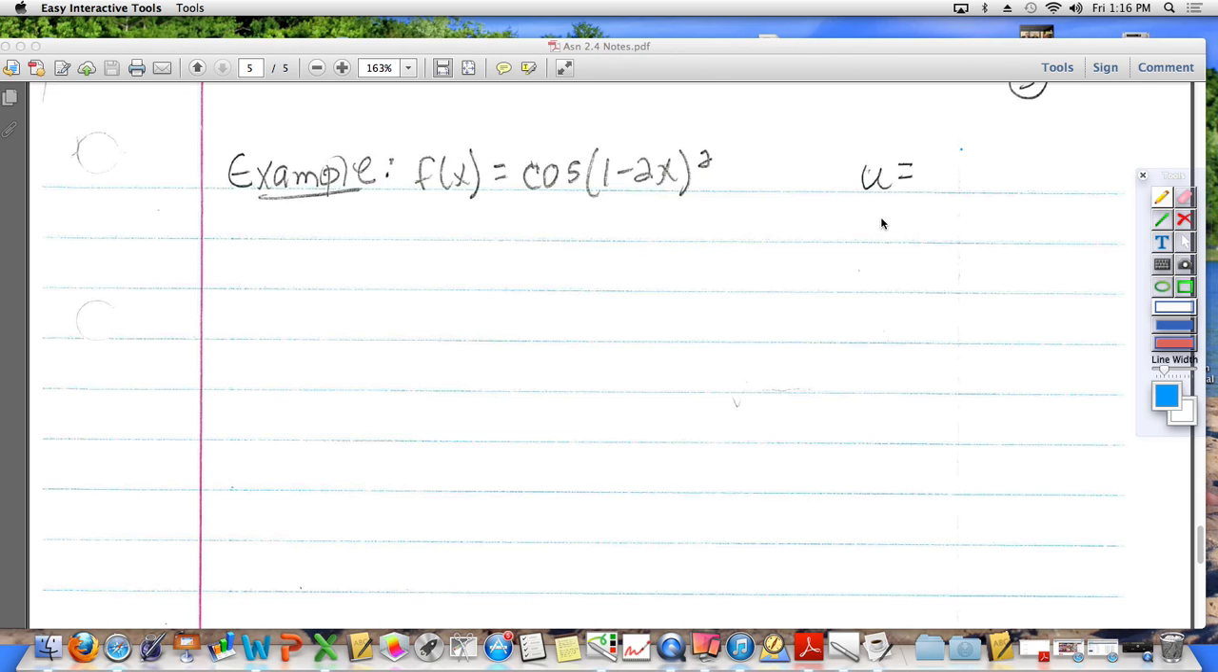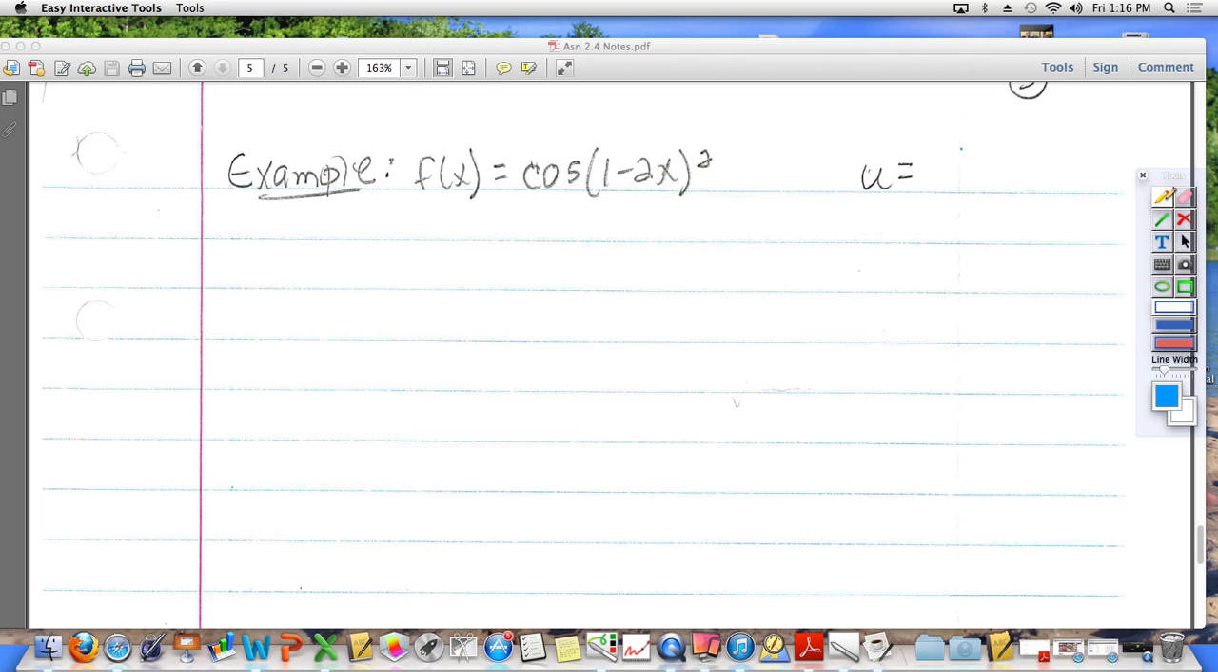So, what are you gonna call u first? Two cosine of u. I think you will see it once I get started. Because initially, you would think, oh, you don't need a chain rule inside of a chain rule. But I think once you get into it, you'll notice where you need it.